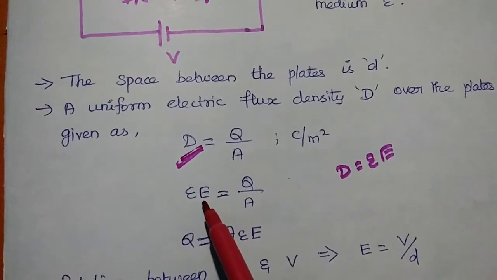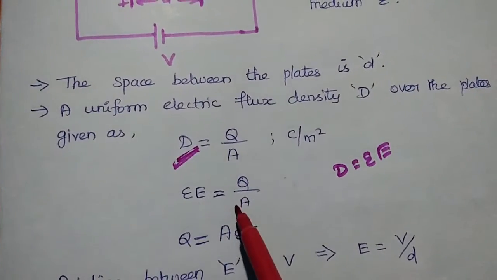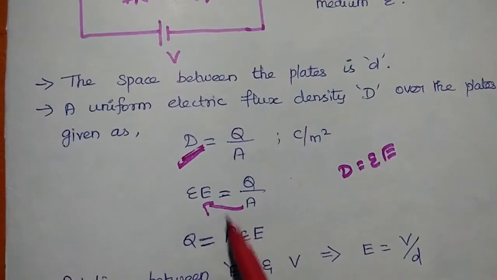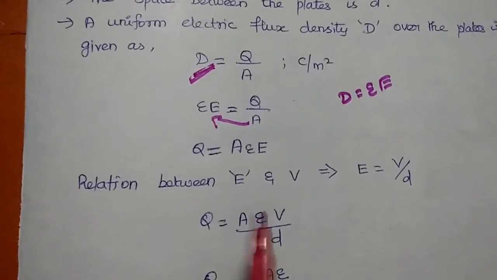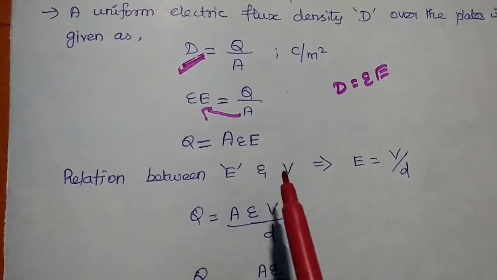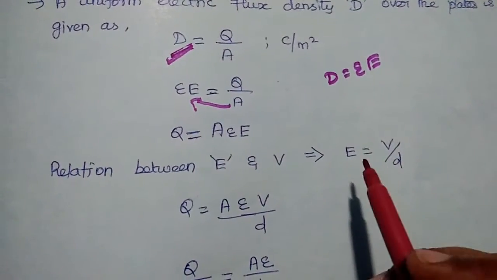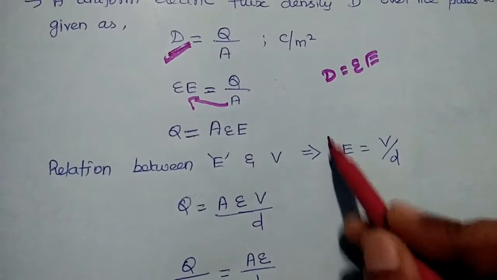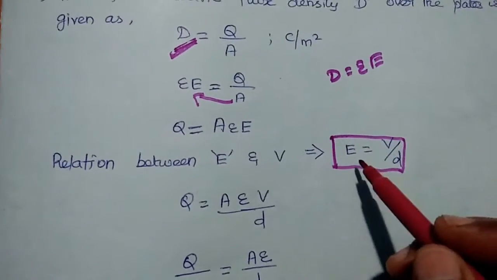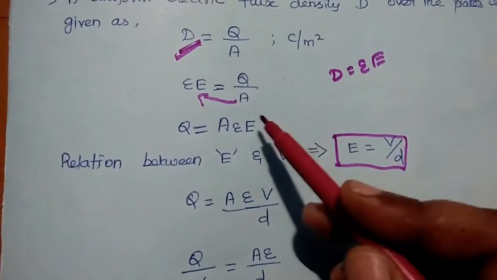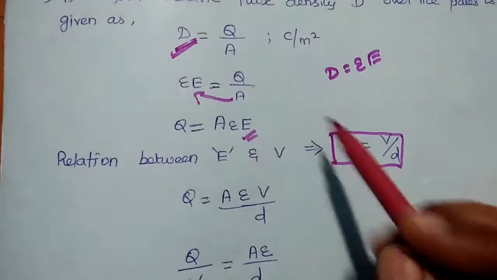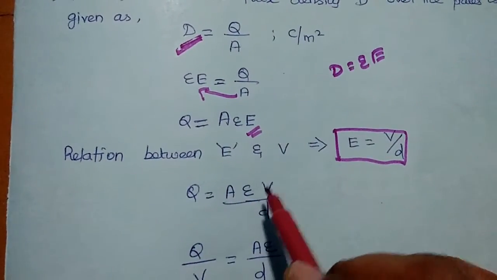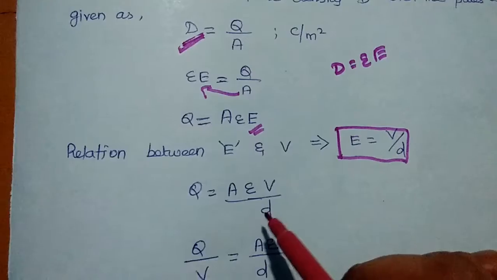From this we can obtain Q. We move A to the other side, so we get Q equal to A into epsilon into E. Next, we know the relation between E and V: E is equal to potential per distance. This is the general formula, correct? So E is equal to V by D. We replace E in Q equals A epsilon E by V by D.